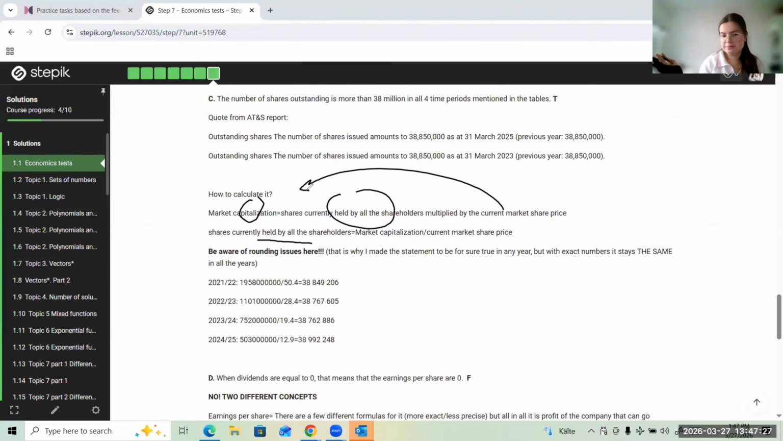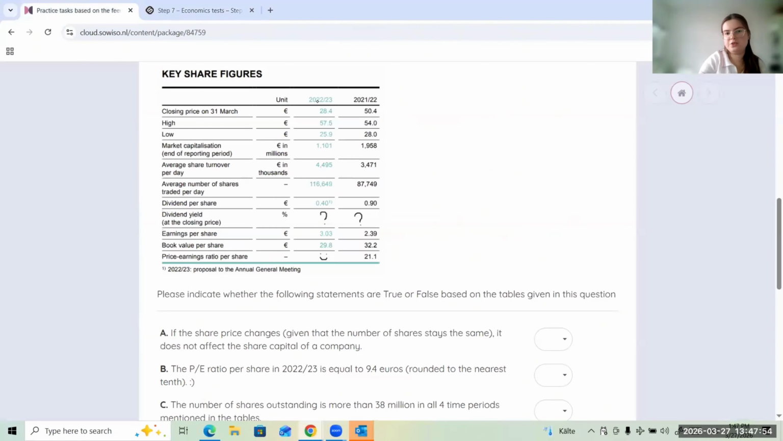Any year that you pick, you will get more or less the same result because, of course, here they round up these numbers, the big ones. And that's why the numbers differ a bit, but I made sure that this statement will be true for any number that you pick. But they're actually exactly the same if you know the exact number of market cap. So let's say we pick any year from the table. Let's say 2022, 2023. So here you have the market cap.